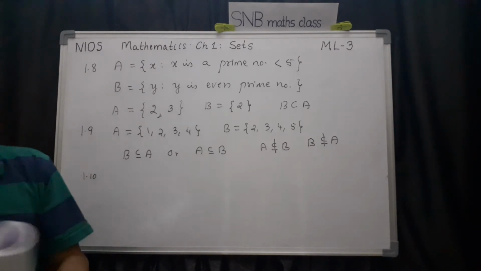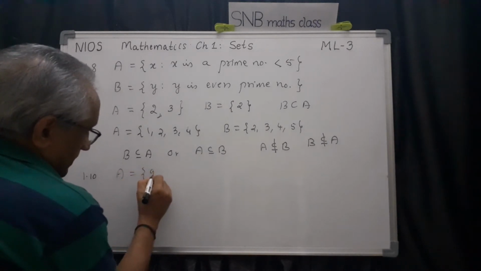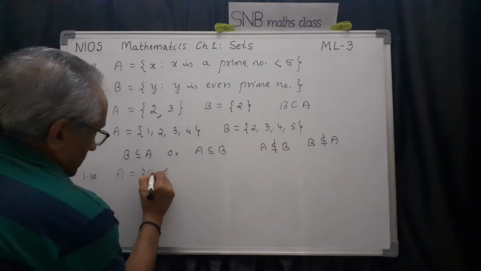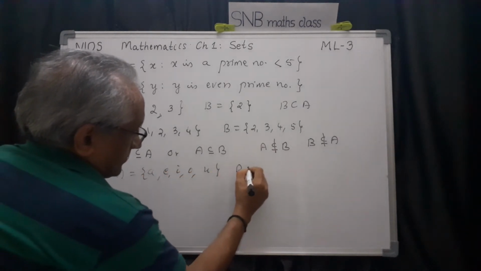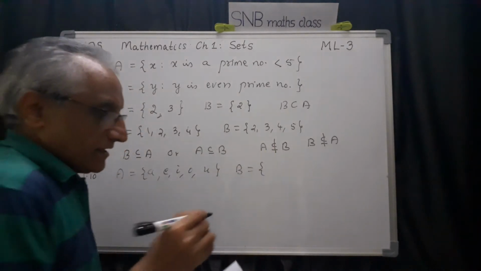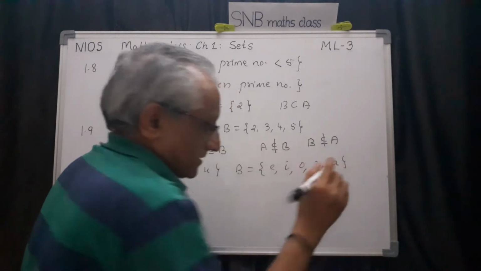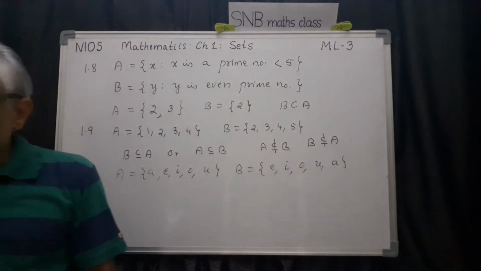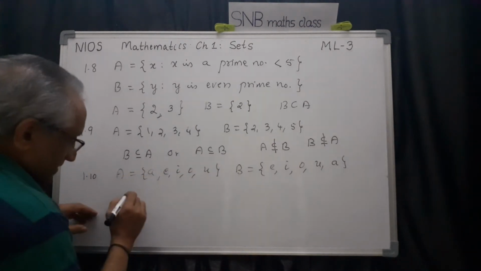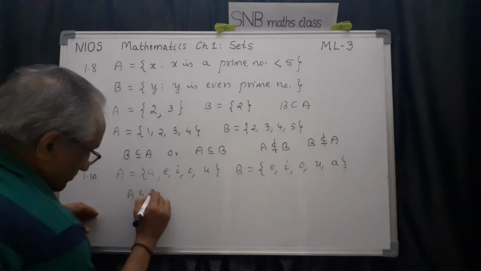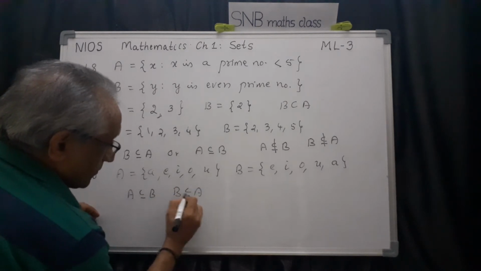The question is this, A equal to A, E, I, O, U, this is the first set. B equal to E, I, O, U, A. So these are the two sets. Now the question is this, which set is subset of which set? That means is A subset of B, similar to this one, or B subset of A, or both.